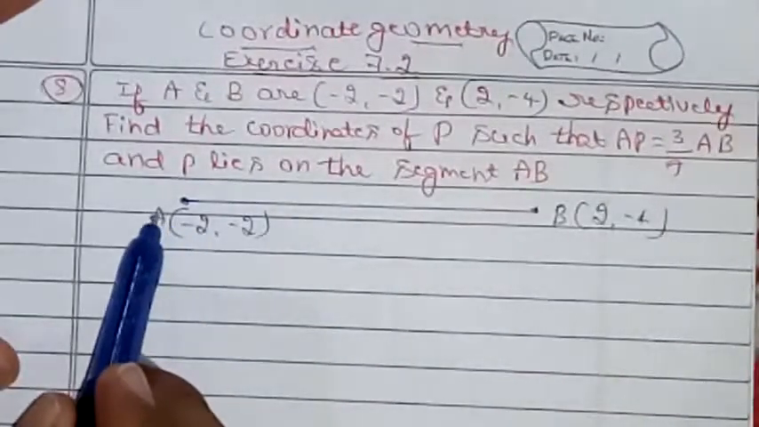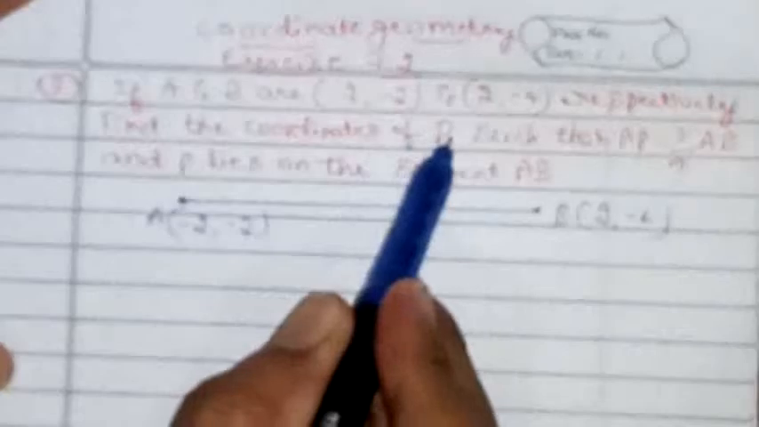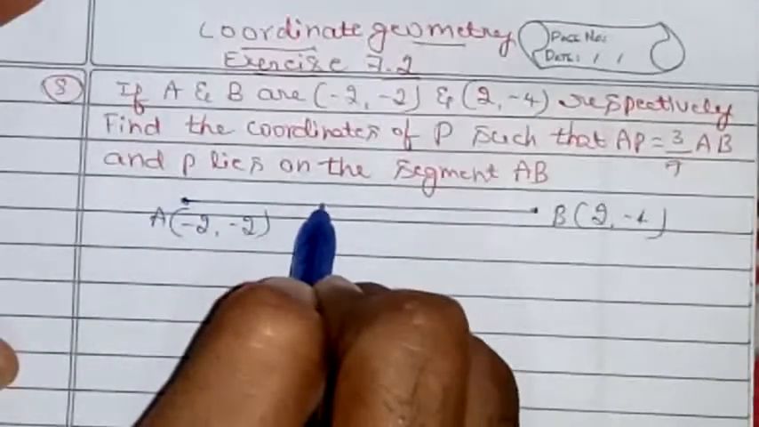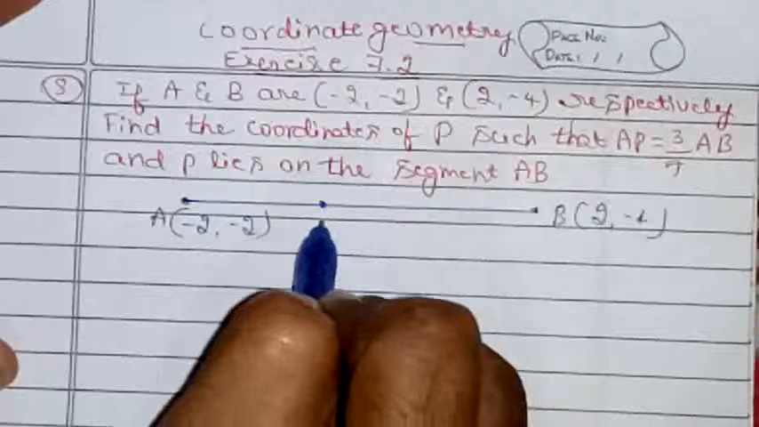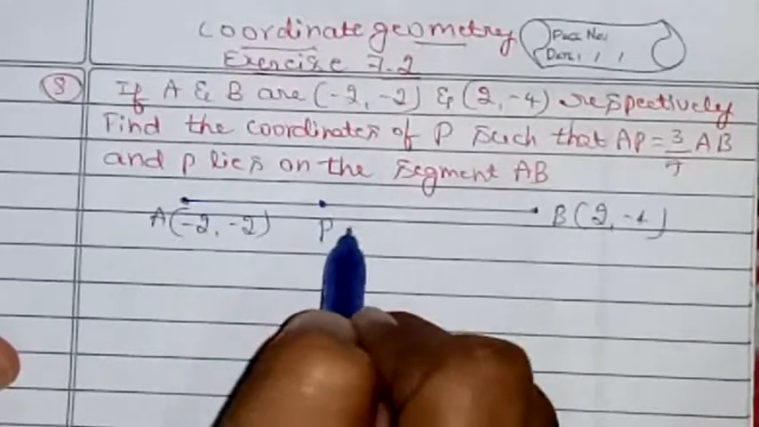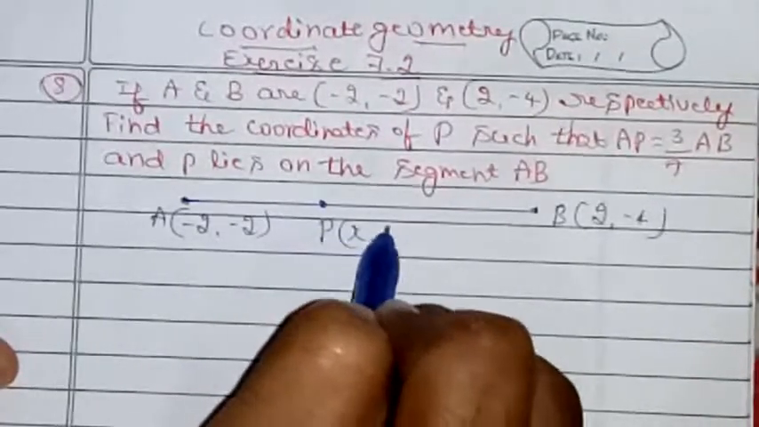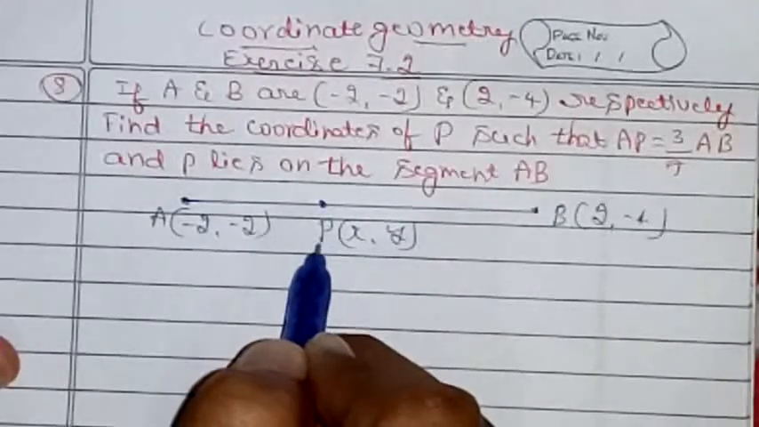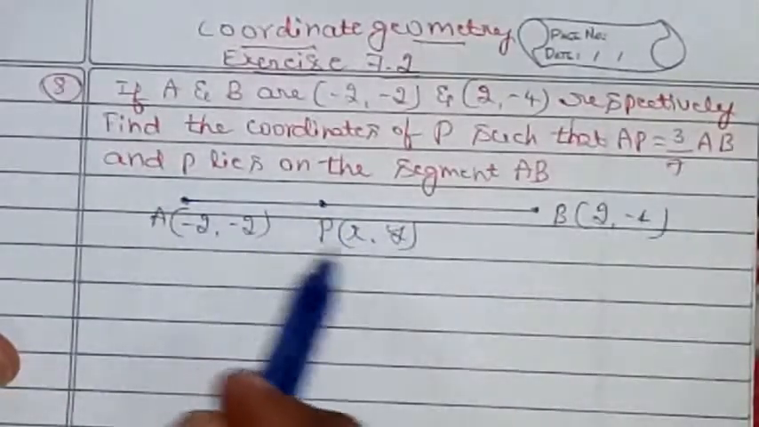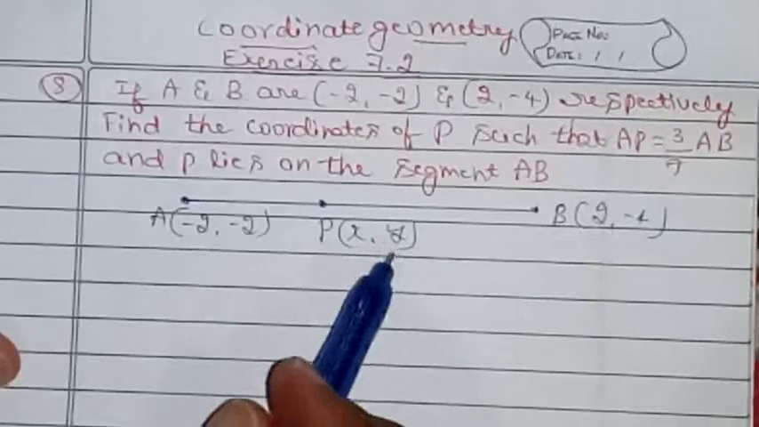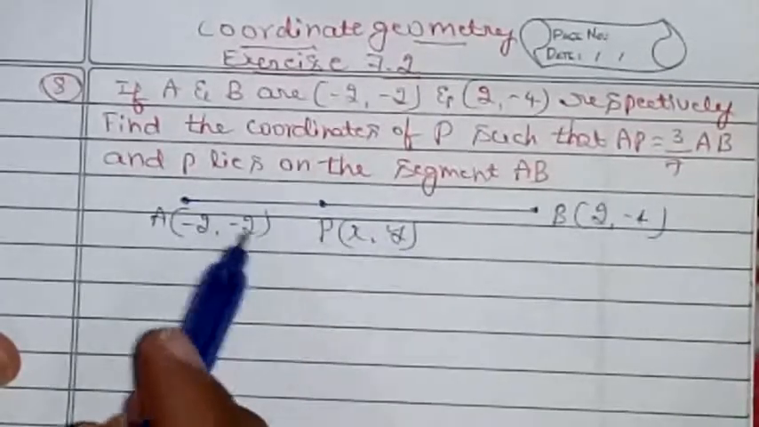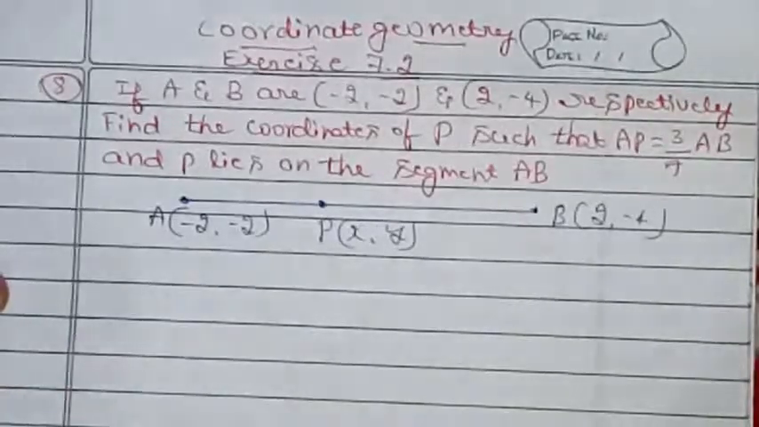Here what you need to find? You need to find the coordinates of P such that P lies on the line segment AB. So let me mark this as P, and you need to find the coordinates of this point P. Let me write the coordinates of P as x comma y. Now how will you find? In any question like this, where you need to find the coordinates, you need to use the section formula, children.